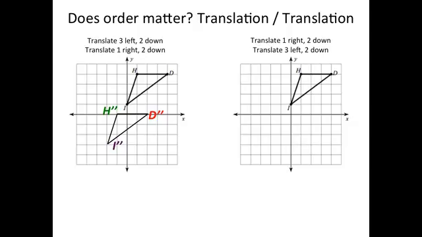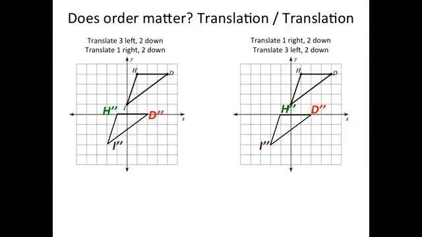Now on the one on the right, we're going to do it in a different order. So we're going to start by going 1 right and 2 down, mark my point, 1 right and 2 down, mark my point, 1 right and 2 down, mark my point, draw my triangle, get rid of all that other stuff. Now we're going to go 3 left and 2 down, mark my point, 3 left and 2 down, mark my point, 3 left and 2 down, mark my point, draw my triangle, get rid of all the intermediate steps.